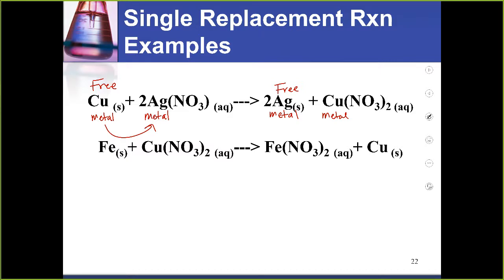Second one, same thing. Iron kicks out copper. Iron is now in the compound and copper is free. Iron was free first and then copper is free at the end of the reaction.